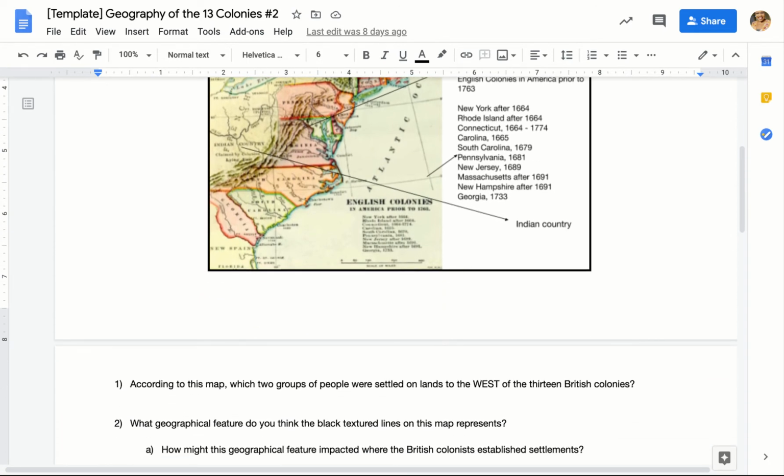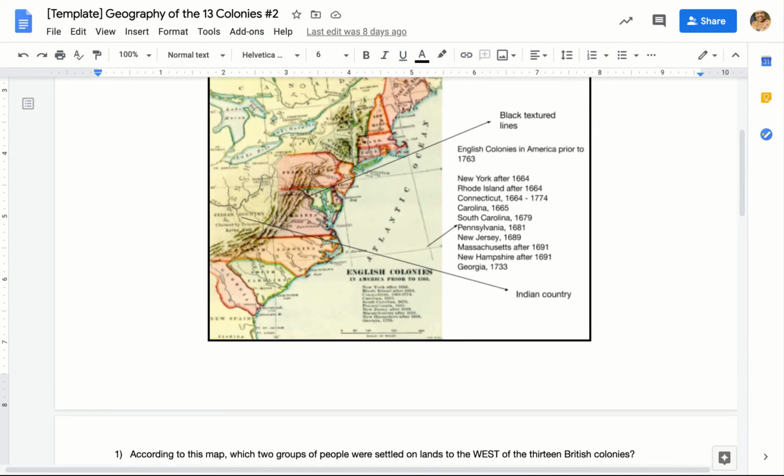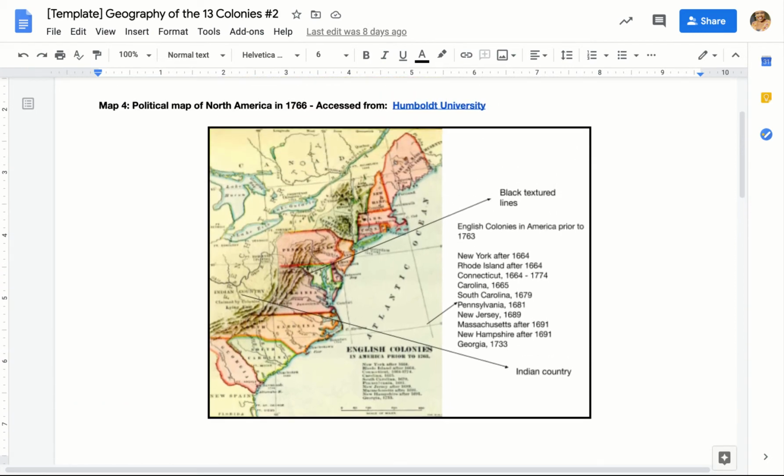And the very first question actually is, according to this map, which 2 groups of people were settled on the lands to the west of the 13 British colonies? So on your map, you should have a compass rose, which we don't, but it's okay. I am not directionally challenged. So we have never eat sour watermelon. So if we are going west, west is this way.